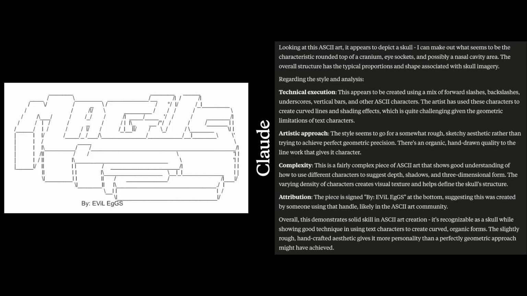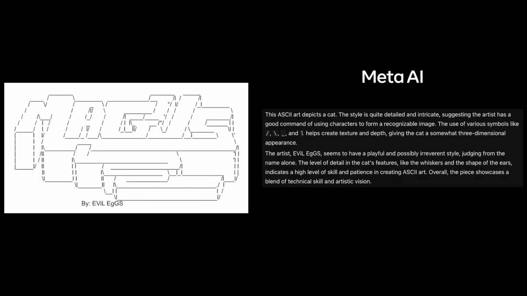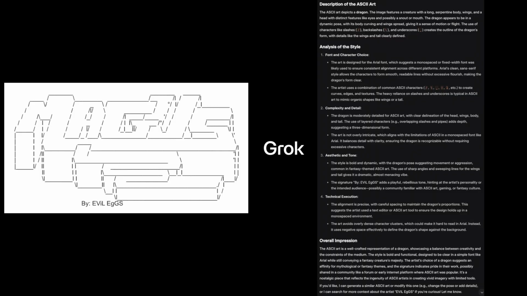Looking at this ASCII art, it appears to depict a skull. I can make out what seems to be the characteristic rounded top of a cranium, eye sockets, and possibly a nasal cavity area. The overall structure has the typical proportions and shape associated with skull imagery. This ASCII art depicts a cat. The ASCII art depicts a dragon. The image features a creature with a long, serpentine body, wings, and a head with distinct features like eyes and possibly a snout or mouth. The dragon appears to be in a dynamic pose, with its body curving and wings spread, giving it a sense of motion or flight. Beavis from Beavis and Butthead.